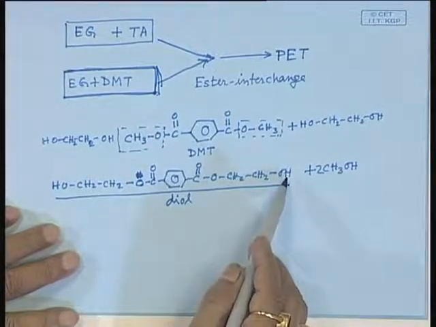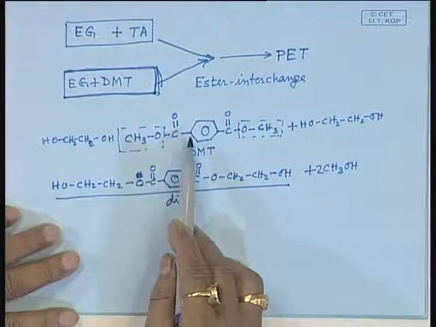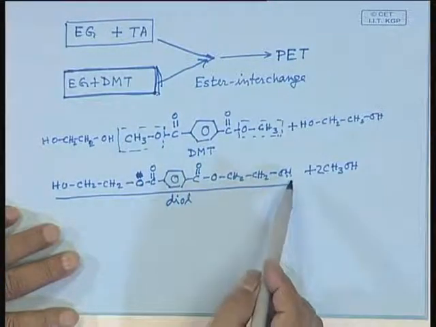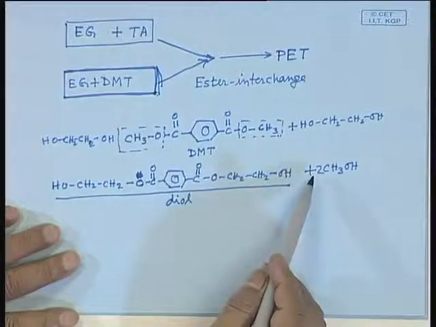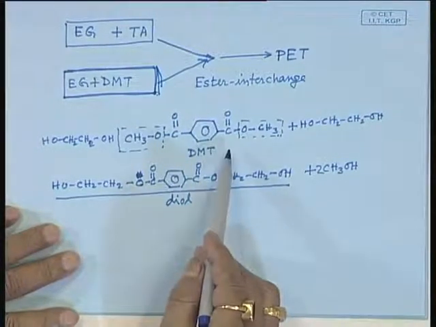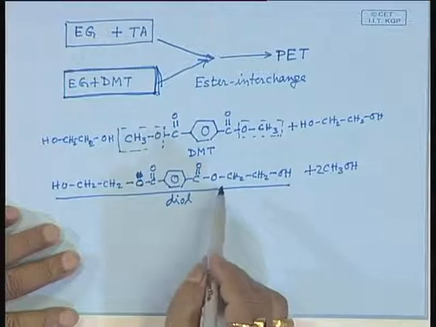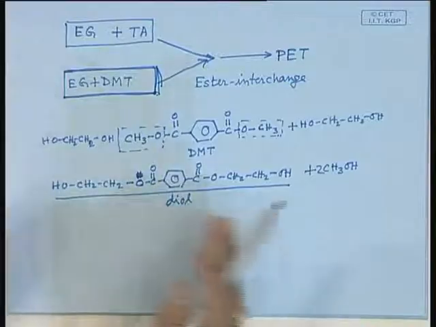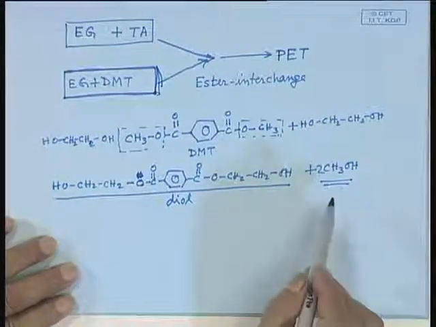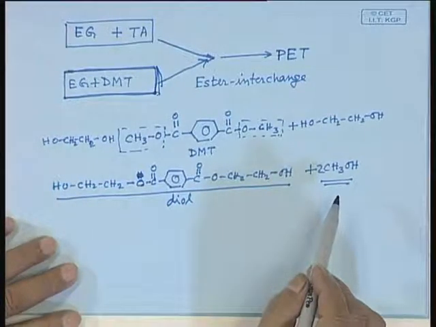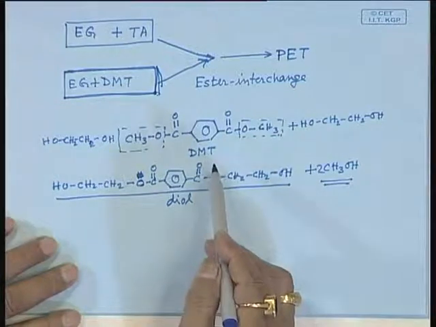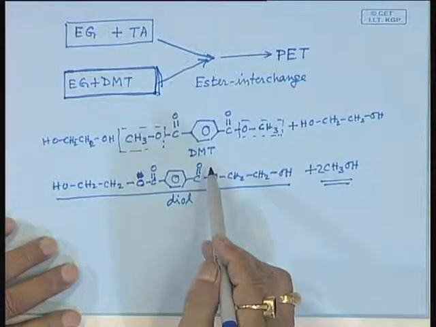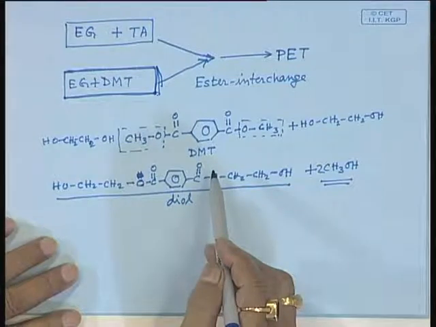This will further react with this kind of thing, or it can react with another DMT molecule. Ultimately, gradually this unit grows bigger and bigger and bigger, by which time methanol is produced. So, this is the simplest way of looking at the synthesis of this polyethylene terephthalate.